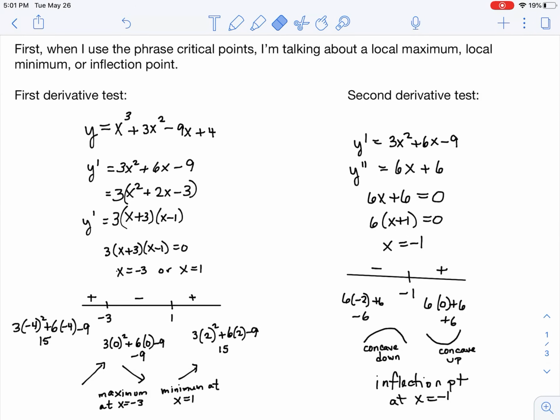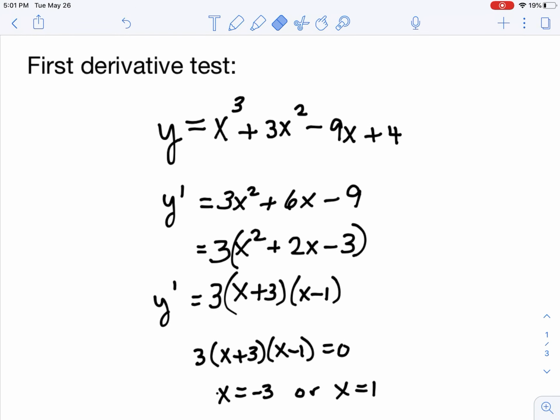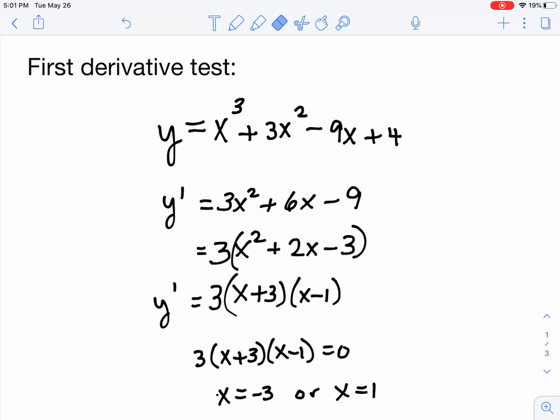So the first derivative test, remember, tells you the slope of the tangent line. The first thing I did with this example is I took the derivative. So x to the third plus 3x squared minus 9x plus 4. When I take the derivative, I get 3x squared plus 6x minus 9. Now I want to know where the first derivative is equal to 0, because when the first derivative is equal to 0, that's where I might have my maximums, minimums, or inflection points.